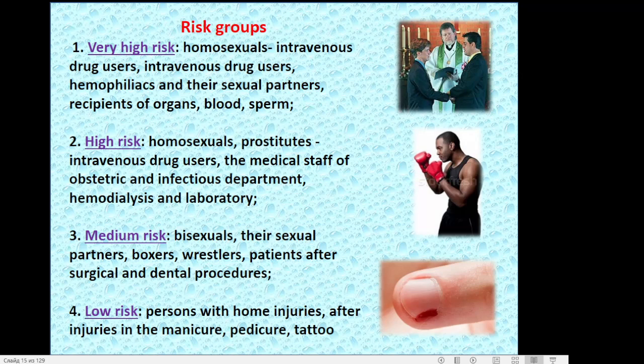There is also some unusual group of risk: sportsmen, where traumatization is possible. There are different variants of fighting, such as boxers, wrestlers, and others. Due to activity in these kinds of sport, traumatization and contact with the blood of other sportsmen are possible, of course. Due to this, these people have a risk of HIV too.